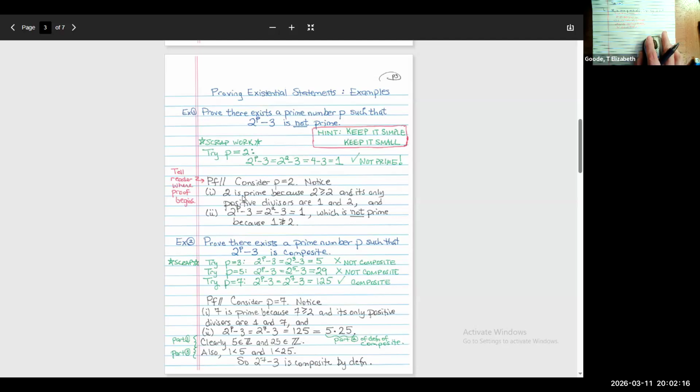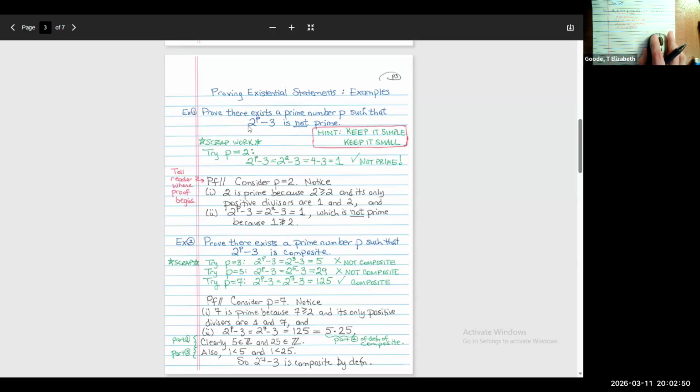Well, we look at the definition of prime. 2 is prime because 2 is bigger than or equal to 2. A number n can only be prime if it's bigger than or equal to 2. So 2 is big enough, and its only positive divisors are 1 and 2. That's the definition of a prime. x is prime if x is bigger than or equal to 2, and its only positive divisors are 1 and 2, or 1 and x in the case of x.